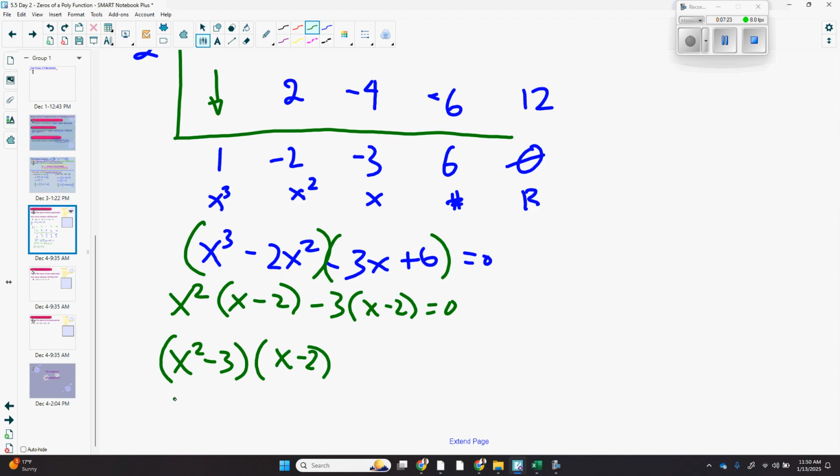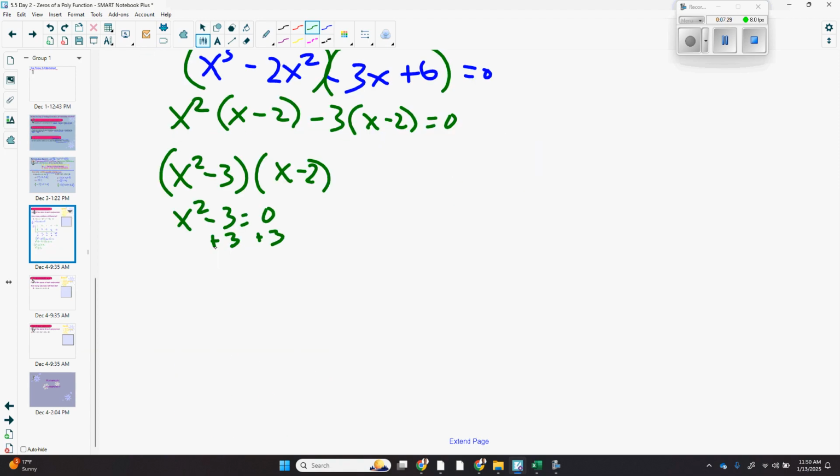If I set this one, x squared minus 3, equal to 0, I would add 3 to both sides. And when I do that, this is actually 2 solutions because of the x squared, and because it equals 3, I can take the square root of both sides and just get x equals plus or minus.